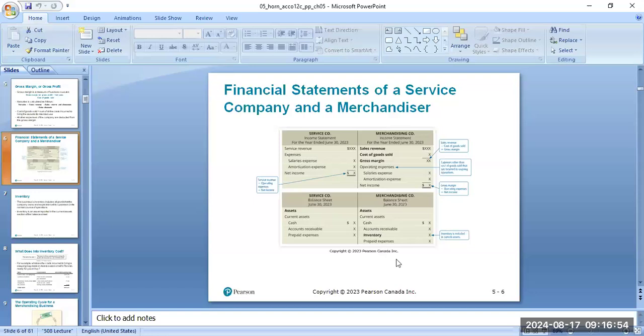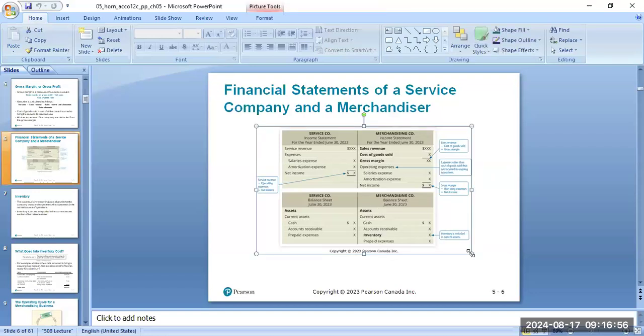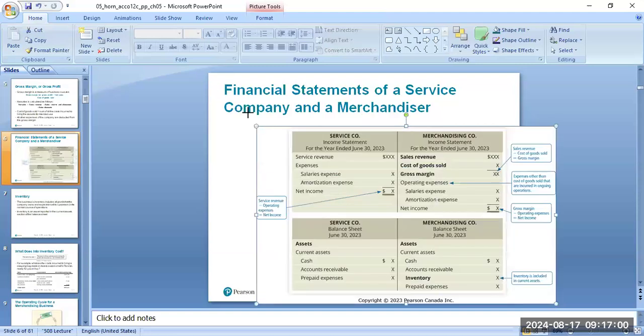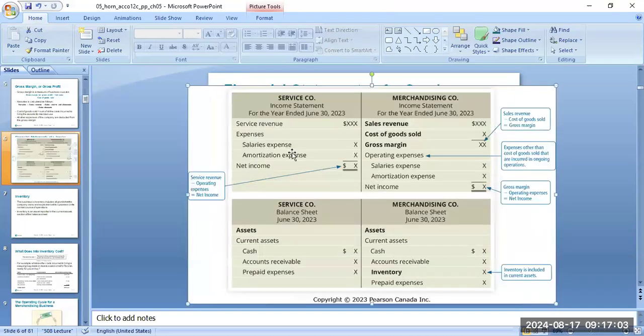So you have to prepare these financial statements. Let's make it bigger so you can see it on the screen. If you have to prepare these financial statements for a service company, what are we going to have? Service revenue. Then we're going to have expenses, which will be the salary expenses, amortization expenses. That's all. But if we have a merchandising company, we're going to have a sales revenue. Then we're going to have cost of goods sold. Then we're going to see the gross margin.